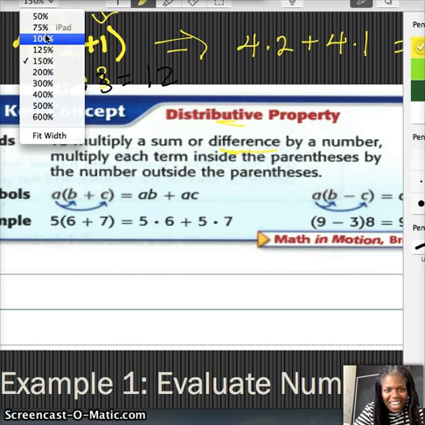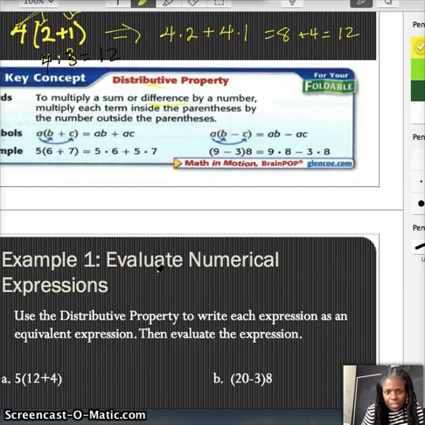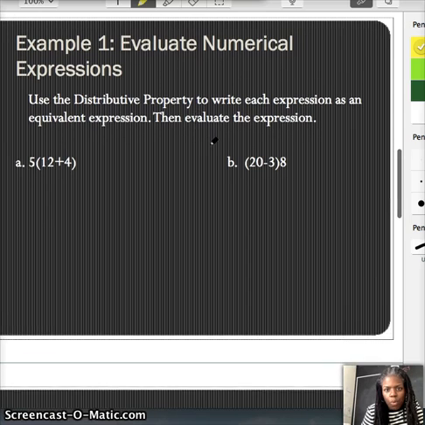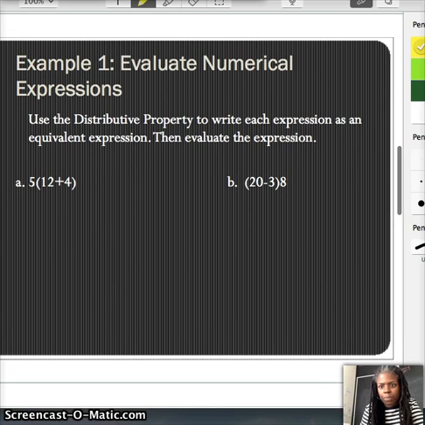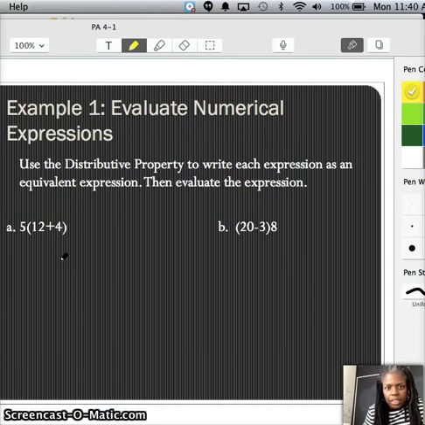All right, let's do some examples now. So as I look at example 1, we're going to evaluate this numerical expression. It says use the distributive property to write the expression as an equivalent expression, then evaluate the expression. So even though we don't have to do it this way, we are being asked to use the distributive property, so we're going to do that. We're going to take 5, multiply it by 12, then take the 5 and multiply it by 4, and we're going to add up the products that we get.